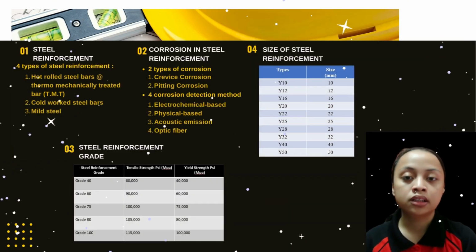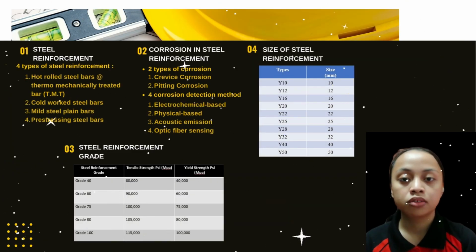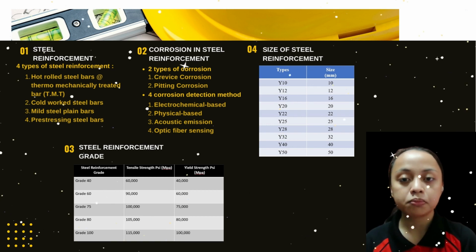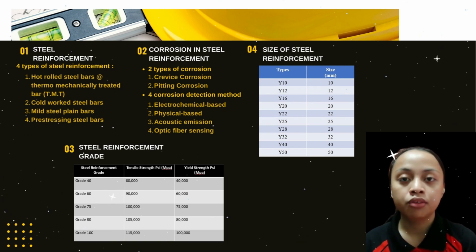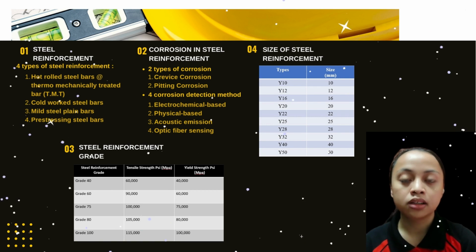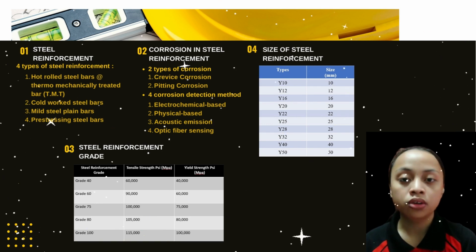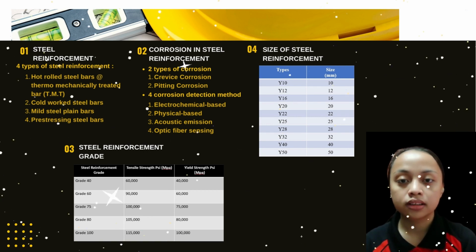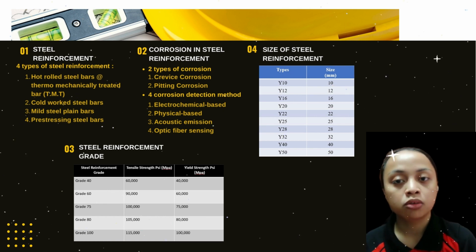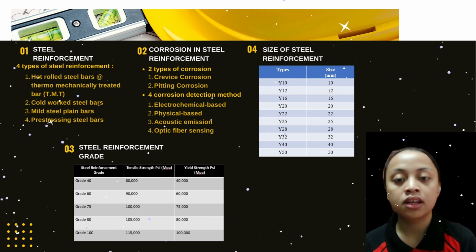Now I'll present the literature review of this research. First, the reinforcement. There are 4 types of reinforcement that are stated in this part. The first one is hot roll, the second one is mud, the third one is cold work, and the fourth one is pre-stressing.